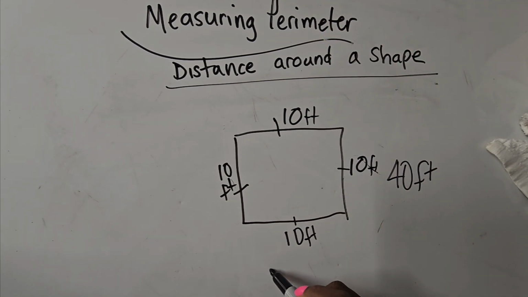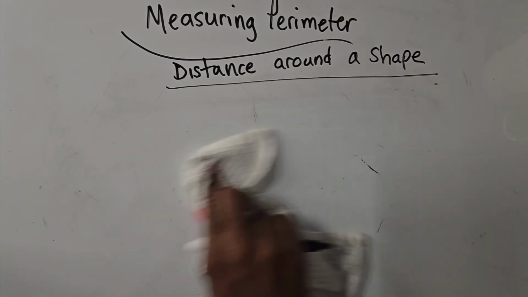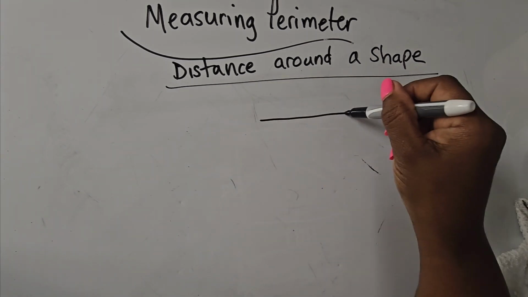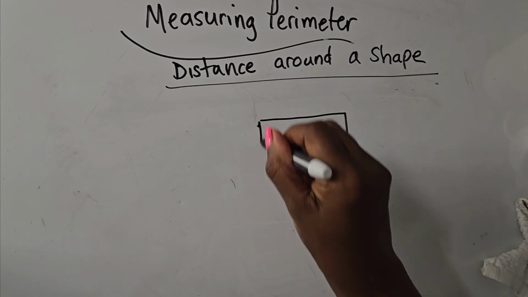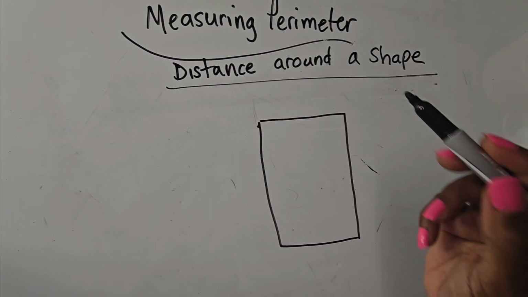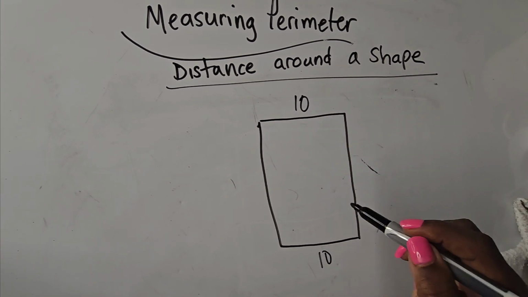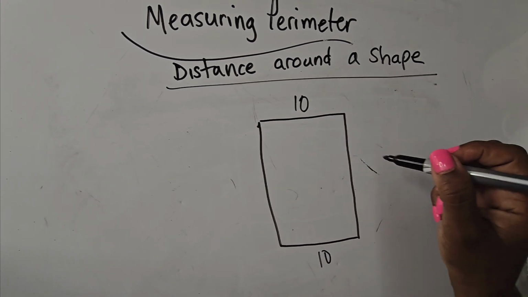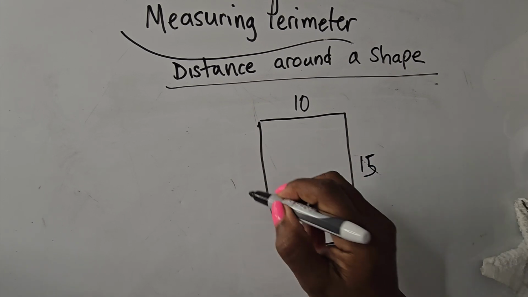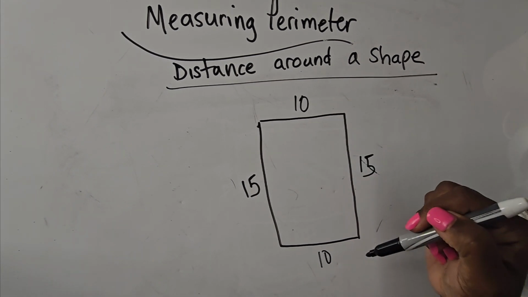If you had a shape, let's do another one. That one was too easy. Sometimes it looks like a square, but it's not. You could go down a little bit. Kids may confuse it. So this is some sort of a rectangle. So if this side was 10, then this side was 10. And if this side was 15, and this side was 15. Because as we know, opposite sides are equal in a rectangle.